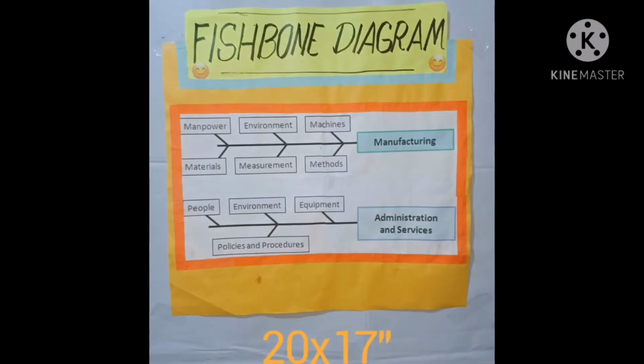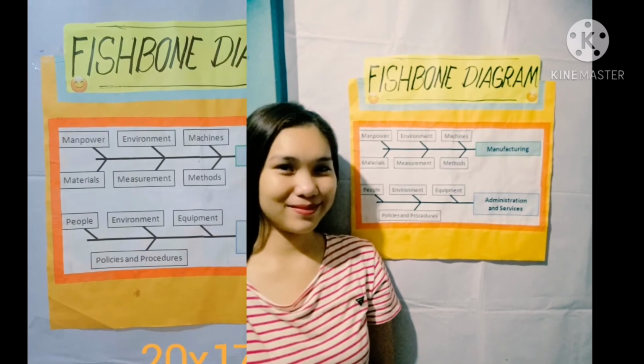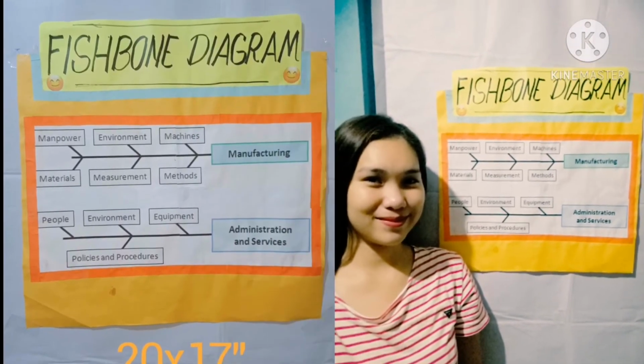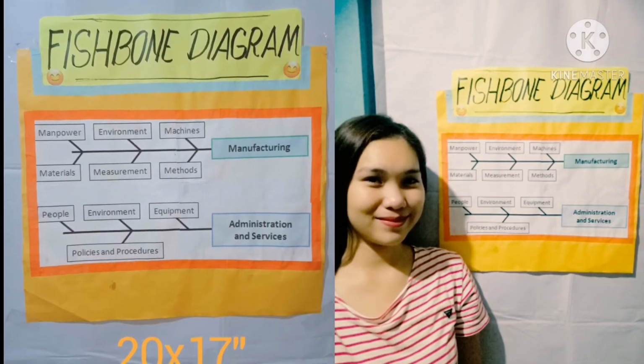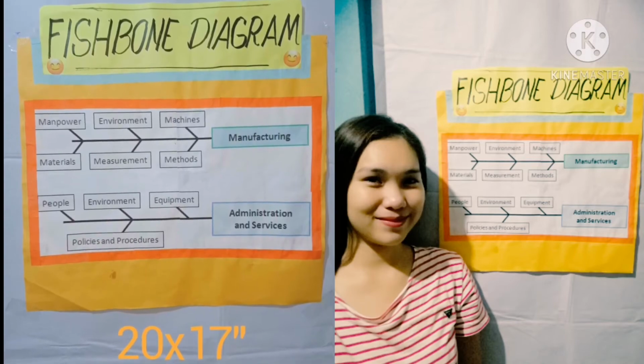Next is diagram. This visual symbol, also known as Ishikawa diagrams, shows the potential causes of a problem in a manufacturing company. This diagram shows product design and quality defect prevention factors causing an overall effect.